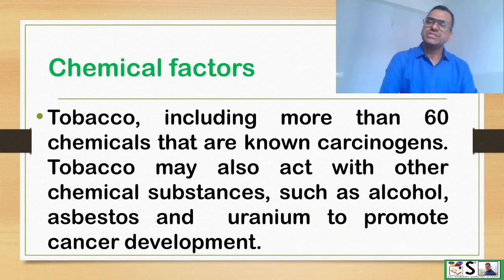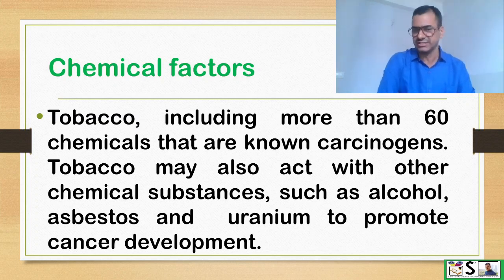Tobacco includes more than 60 other chemicals, there is a vast list of chemicals. They are also carcinogens. Tobacco may also act with other chemical substances such as alcohol, asbestos, and uranium to produce or to promote cancer development.